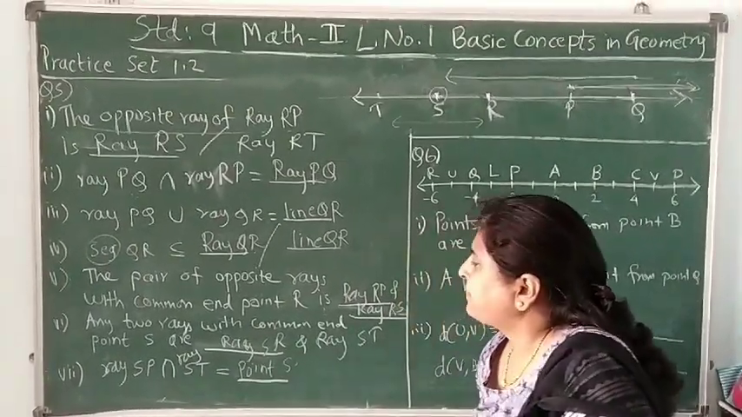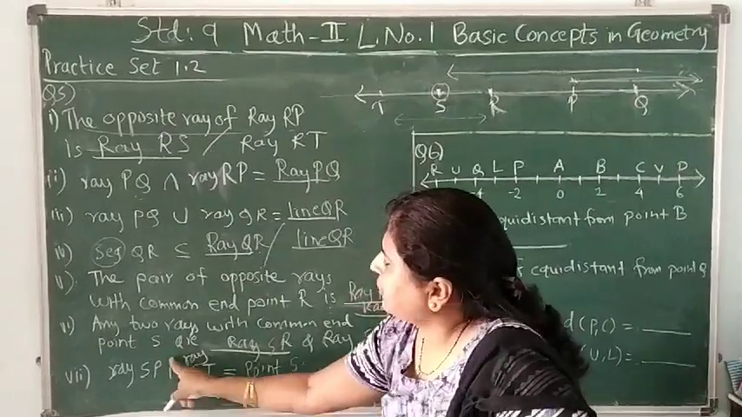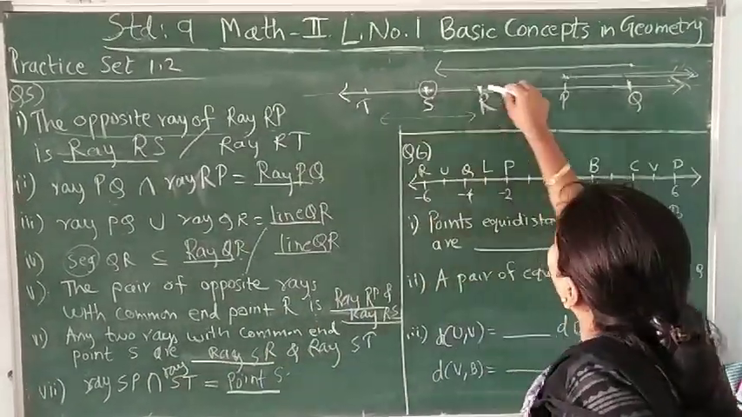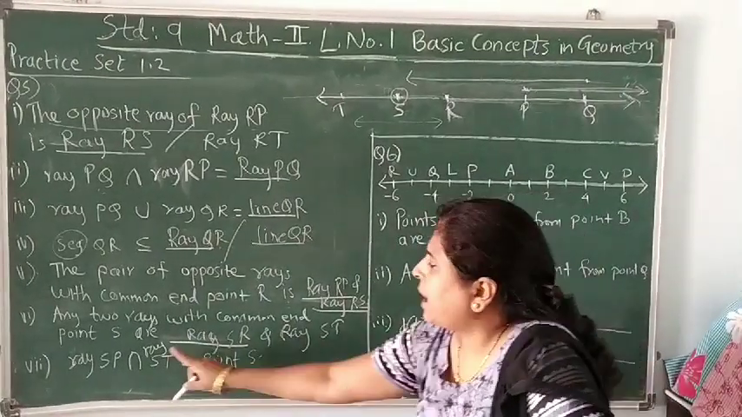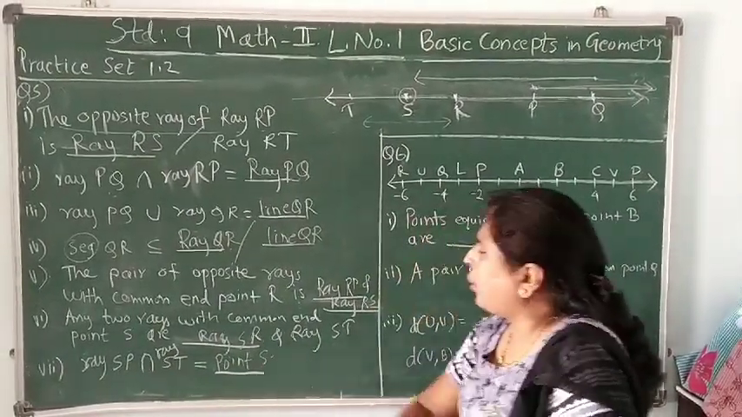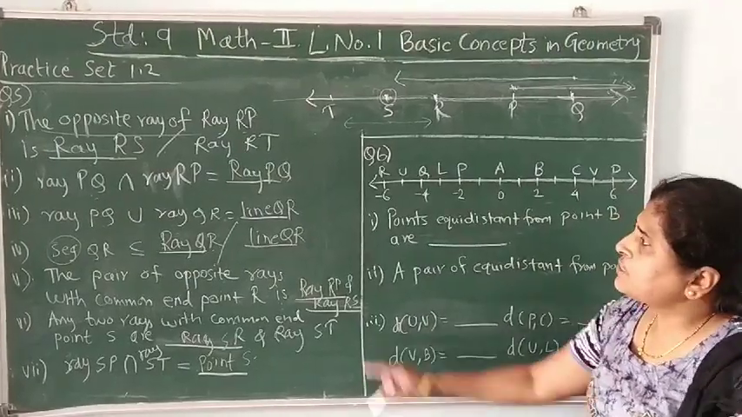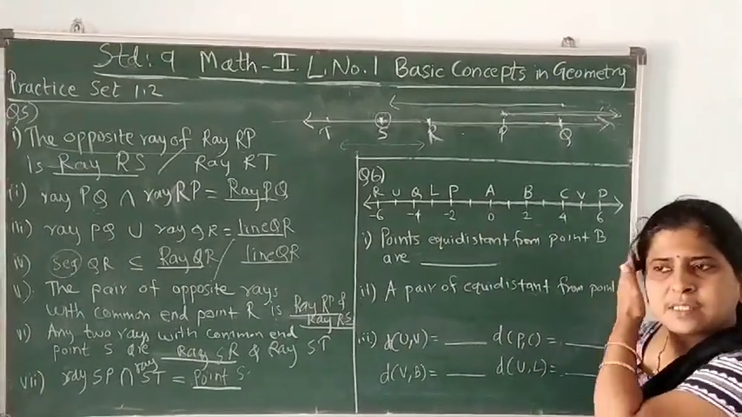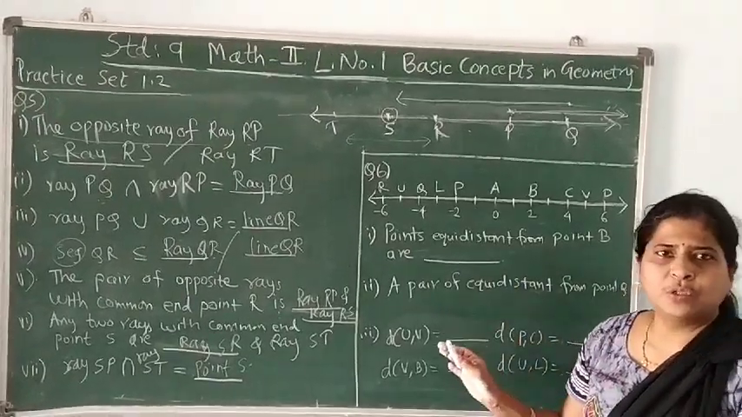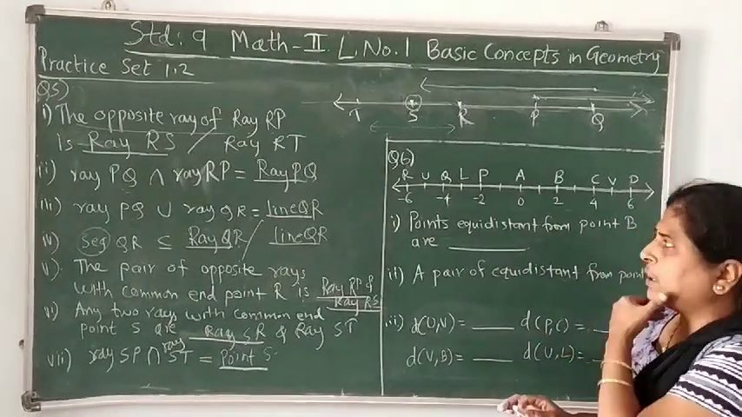This is common. So if instead of intersection there is a union, then we would require the whole line SP or ST. But here as it is intersection, we want only the common point S. Now this was question number 5 based on this figure. Now let's come to the last question of this. Now here I give you some clues only. You can do the remaining parts on your own.